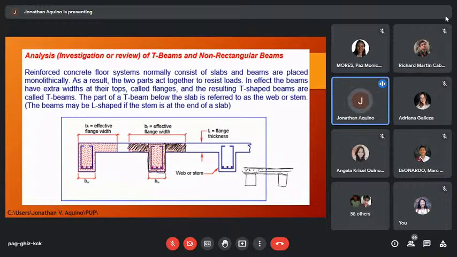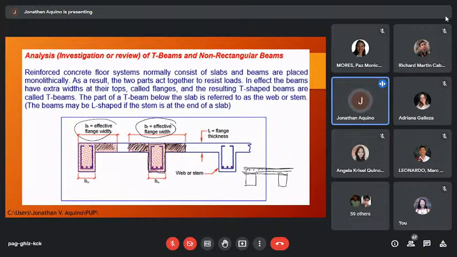Okay. So we have the T-beam, or the beam at the tributary weak. So meron siyang slab on both sides, T-beam. So this one is another T-beam but L-shaped. So we have only one flange, or one slab on the other side. Okay. So the only difference in determining for T-beam is how to determine the effective flange width.